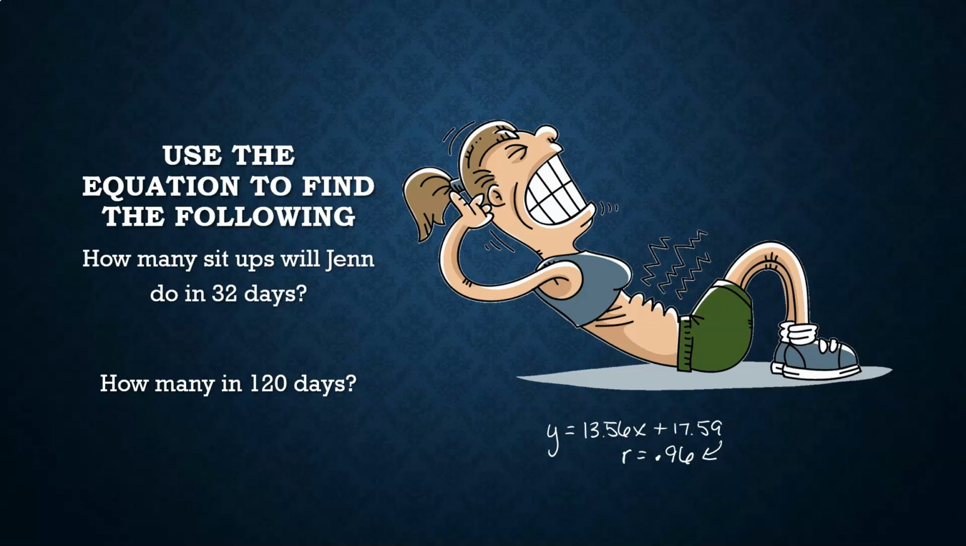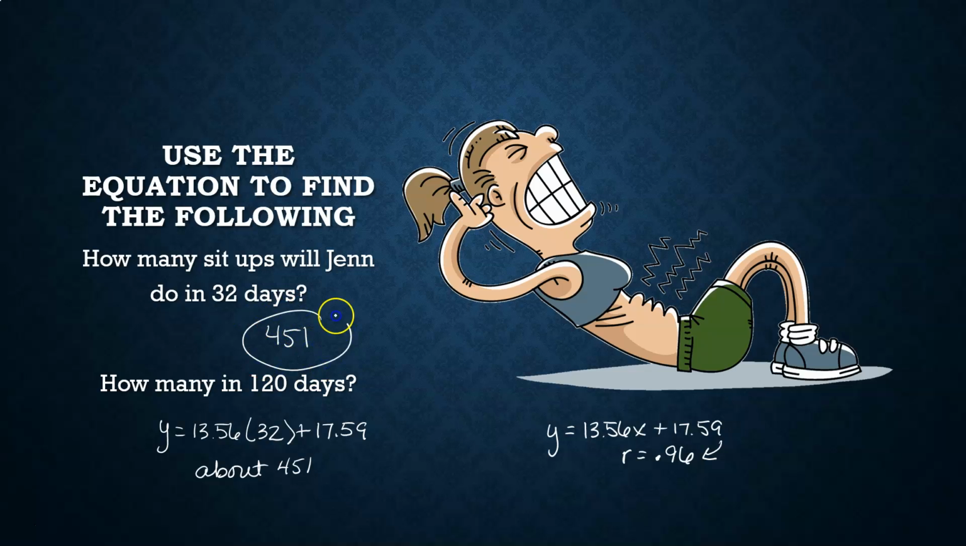So to find out how many sit-ups Jen will do in 32 days, we're just going to plug in the days for x. So I have y equals 13.56 times 32 plus 17.59, and I got about 451. I guess you can do half a sit-up, but it's just not right, okay? That's 32 days.